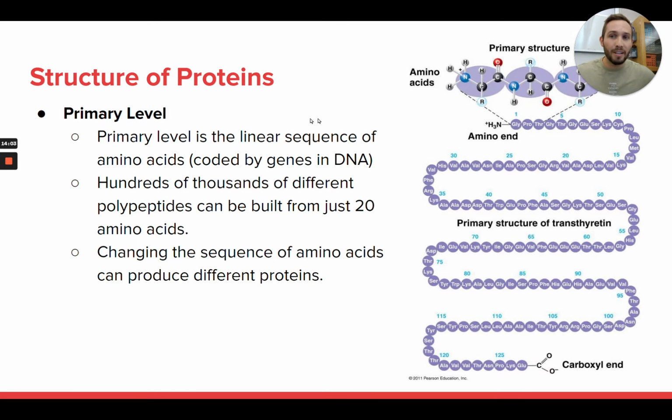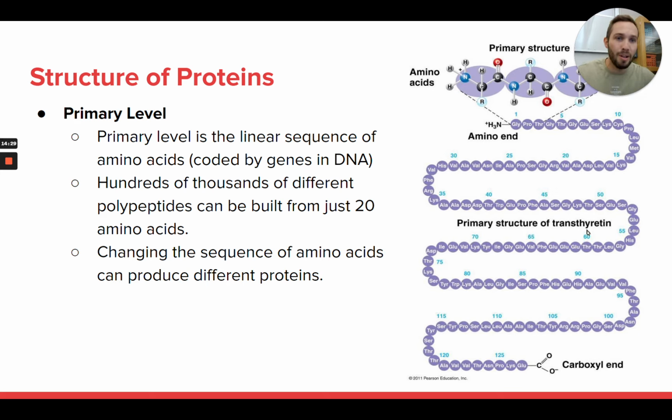Let's start with the primary level. When I say the primary structure of a protein, what we're referring to is the sequence of amino acids. First and foremost, to have a protein, you have to have a polypeptide, a string of amino acids, and there's 20 different amino acids. So what amino acids are linked together, and in what order are they linked together? That sequence is called the primary level of a protein structure.